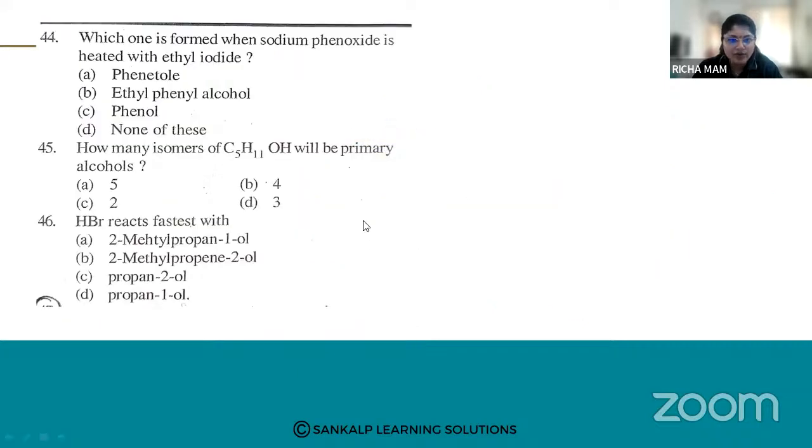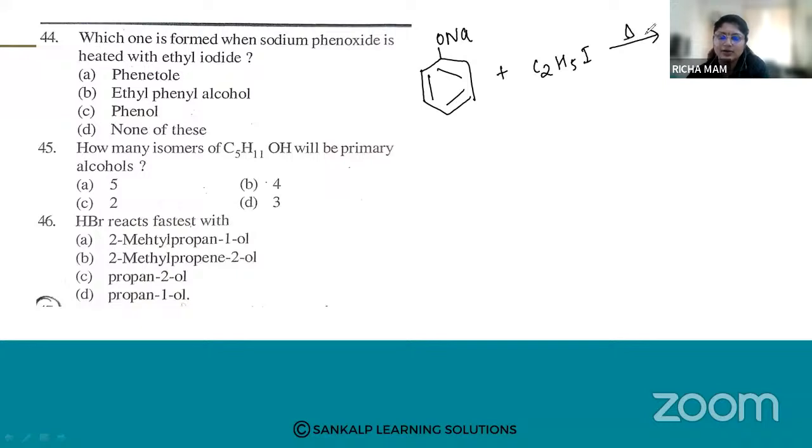Which one is formed when sodium phenoxide is heated with ethyl iodide? Let me write it. So this is your sodium phenoxide. When this sodium phenoxide is heated with ethyl iodide, what is formed?